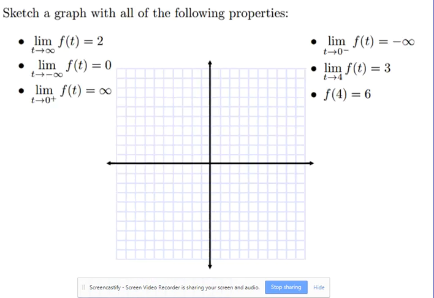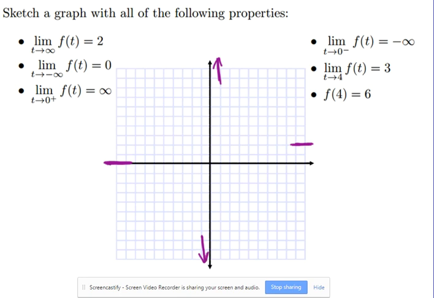Okay, so the limit as t approaches infinity of f of t is 2. So again, I'm going to put a line out here. I don't know whether I need to be above that or below that. As we approach negative infinity, it's 0. So I'm headed towards the x-axis on the left side. 0 from the right is positive infinity. 0 from the left is negative infinity.